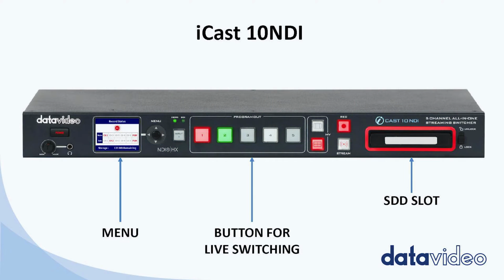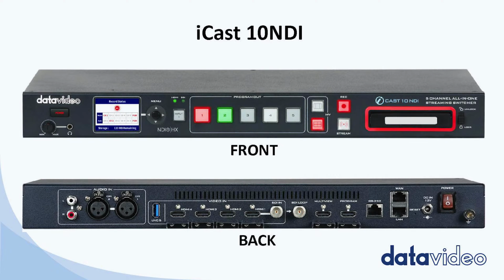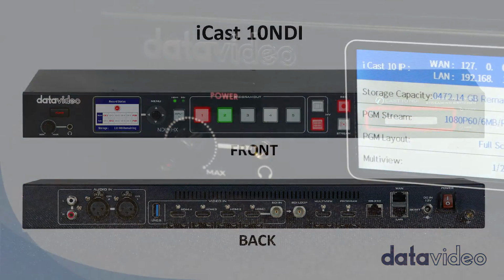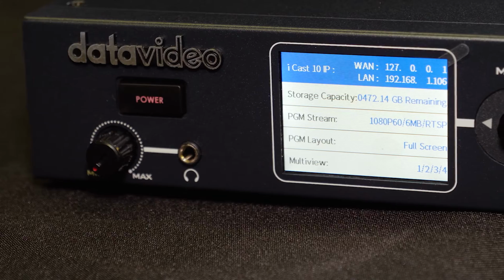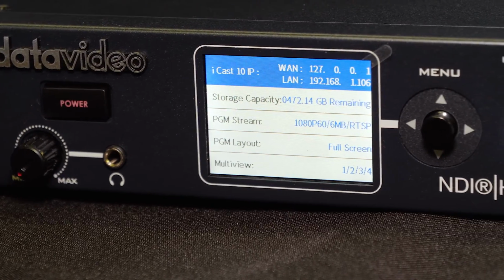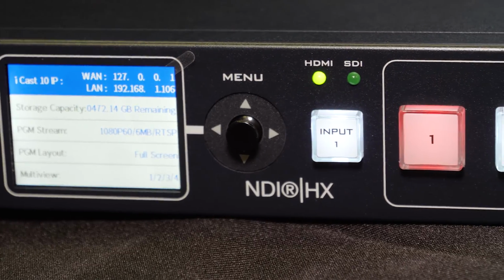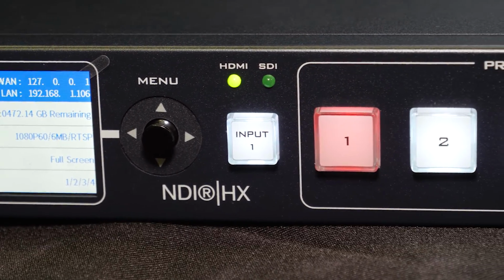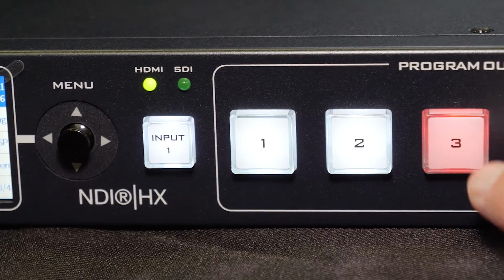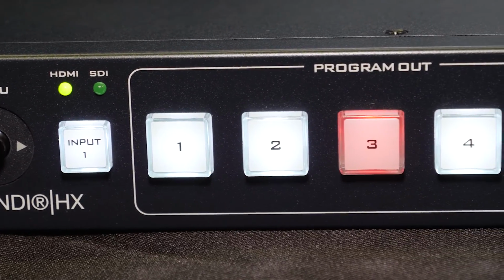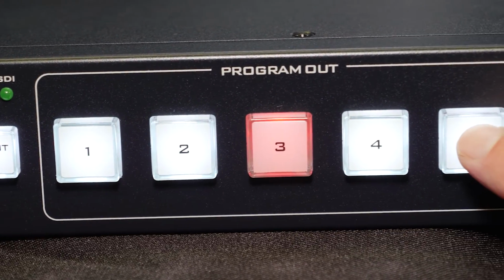Now let's talk about iCAST 10 NDI, the switcher that's involved with this whole workflow. Here's the front and back panel of the iCAST 10 NDI. Let me first show you the front panel. As you can see from left to right, I have audio outputs. I have a menu that I can select everything about the iCAST 10 menu right here. And I have the ability to switch with live buttons on the front panel. So in case I don't want to use the TPC-700, I can also do it from here.